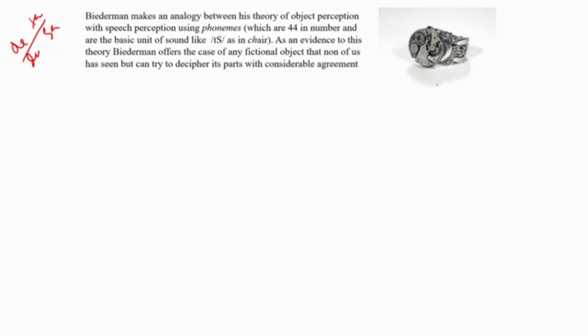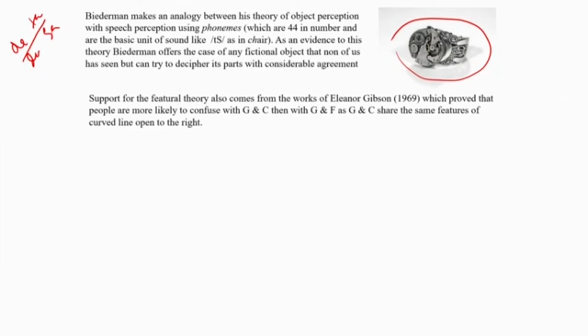So, Biederman shows us this particular image, and he says that when we see it, most of us are at least able to tell that this looks like a clock. The reason this looks like a wristwatch or a clock is because it has mechanical parts which tend to move, has a strap and so on and so forth, although we all know that this is not a watch and this is no idea of a watch.